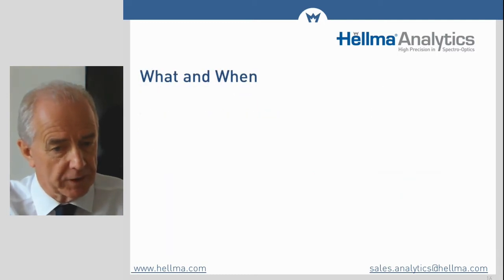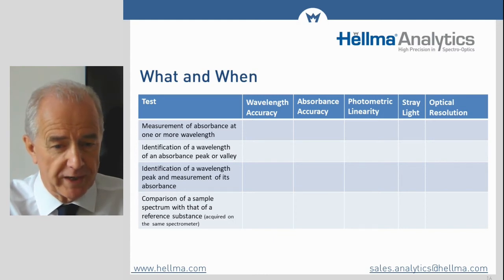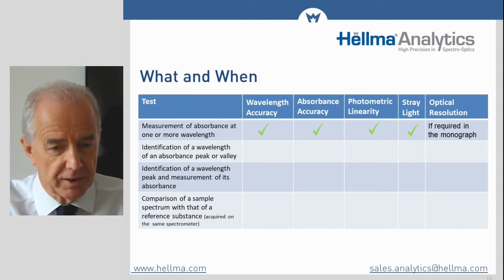The latest European Pharmacopoeia gives some guidance on which parameters should be checked depending on the type of measurements that are being carried out. If you are making an absorbance measurement, a concentration measurement, or a kinetic measurement, and whether this is being done at 1 or more wavelengths, then the spectrometer should be tested for wavelength accuracy, absorbance accuracy, stray light, and photometric linearity, while optical resolution should also be tested if you are following a specific monograph in the Pharmacopoeia that specifies this test.